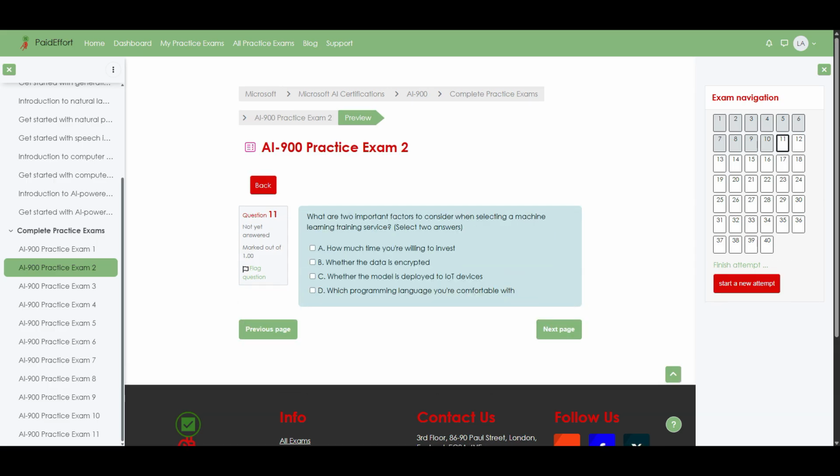What are two important factors to consider when selecting a machine learning training service? Select two answers. A, how much time you're willing to invest. B, whether the data is encrypted.